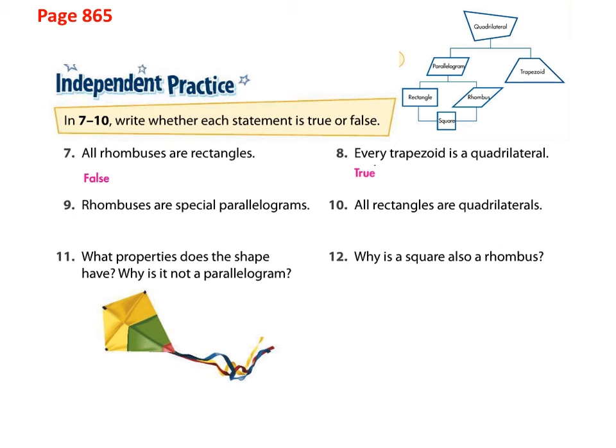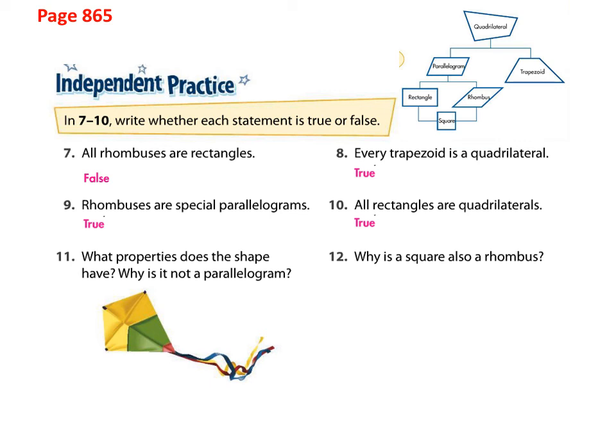Question 9. Rhombuses are special parallelograms. Look at the rhombuses. Rhombuses are below the parallelogram. So every rhombus is an example of a parallelogram. So question 9, true. Question 10. All rectangles are quadrilaterals. Use the family tree. Look at the rectangle. Of course, the rectangle is below the quadrilateral in the family tree. So every rectangle is an example of a quadrilateral. So 10 is true.